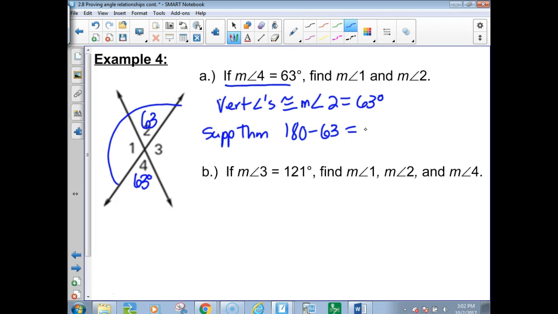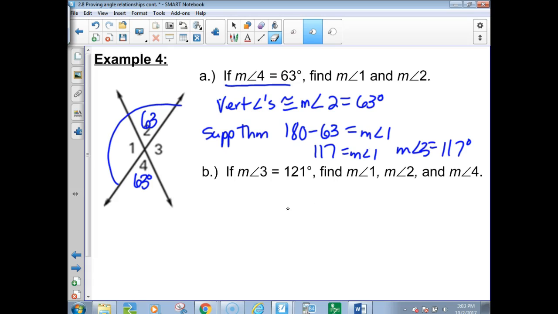Okay, so what are those, guys? What's the measure of angle 1? 180 minus 63, so that's the measure of angle 1, 117. And then the measure of angle 3 is also 117. Now, you didn't have to write all of that out. I was just giving ideas of what you could say if you were doing a proof.